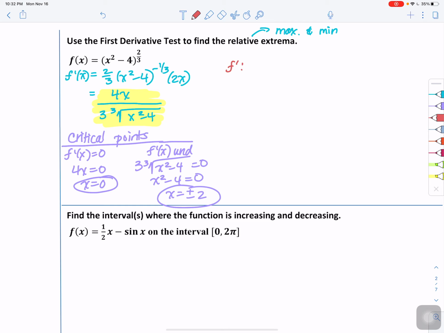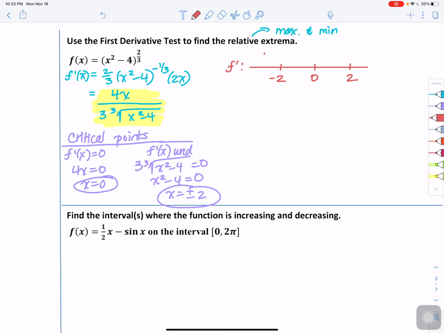F prime. Super important to label it because we're actually going to be doing sign charts for the second derivative. The first derivative talks about increasing and decreasing, and the second derivative is going to talk about concavity. It's going to go from negative 2 to 0 to 2. So we need some test points.